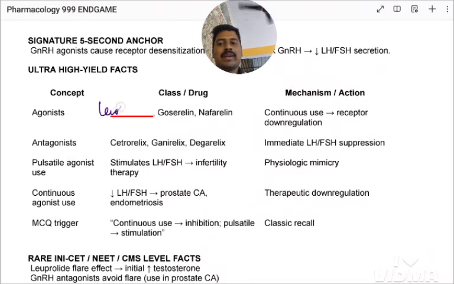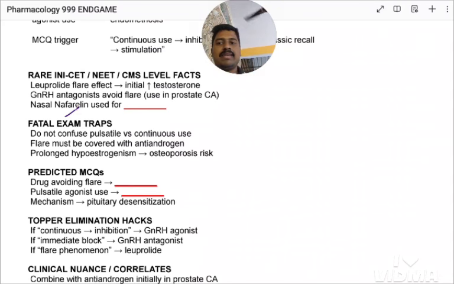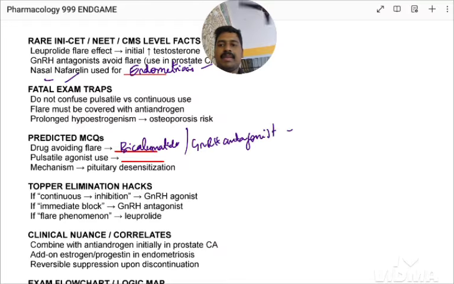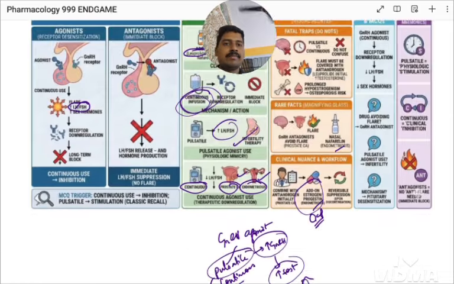Agonist, which the prototype drug is, yes, leuprolide. Next, nasal nafarelin is used for which condition? Endometriosis. Since you have seen the image now, you are not going to forget these things. The drug avoiding flare is, yes, the anti-androgen bicalutamide. Or if you want, we can give a GnRH antagonist directly, that will avoid flare. Pulsatile agonist is used in infertility, because we want to increase GnRH in that case.